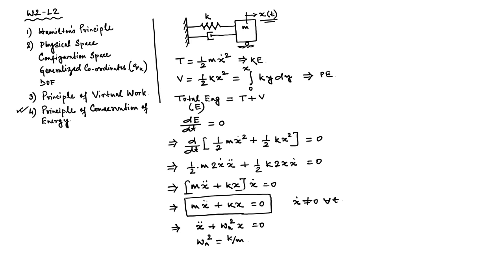So, what you can see from this discussion is that if we deal with a conservative system and we do not consider any energy dissipation, then using this principle of conservation of energy, we can derive the equation of motion and we can also find out the natural frequency. So, this is a free vibration equation. Of course, there will be initial conditions that I am not writing here, but the point to be noted here is that we can identify the natural frequency.